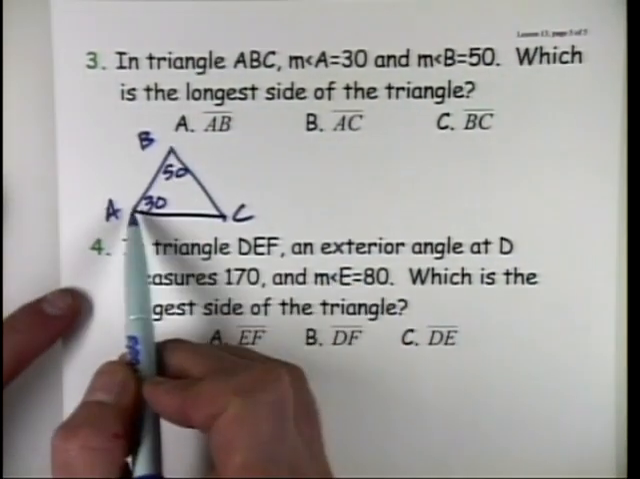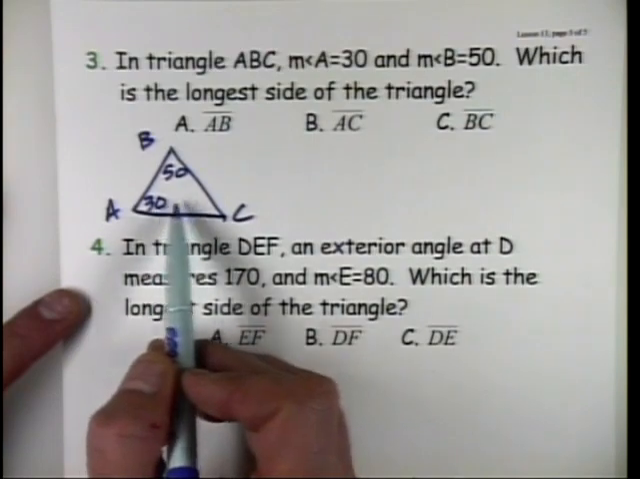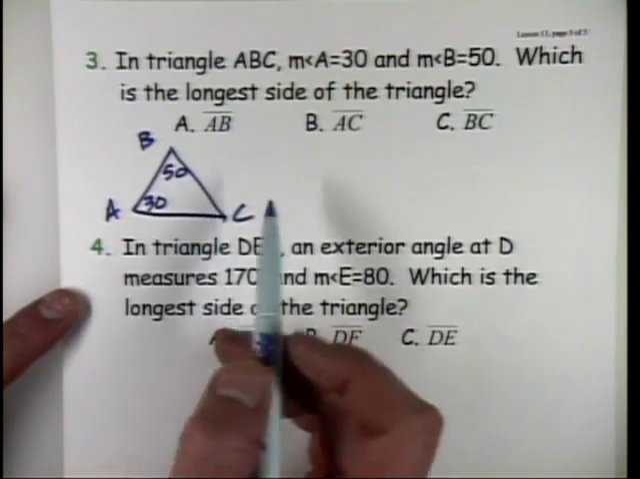Well, I know right away that side AC is going to be bigger than side BC because 50 is larger than 30. But what about angle C? I don't know what it is.